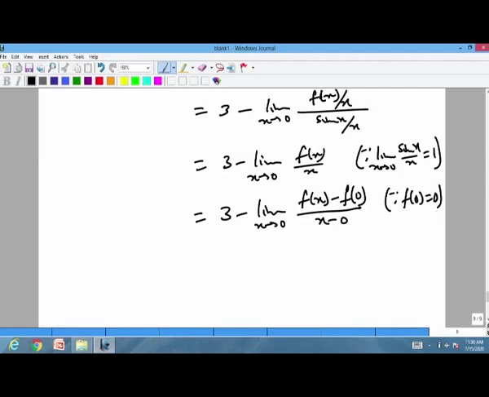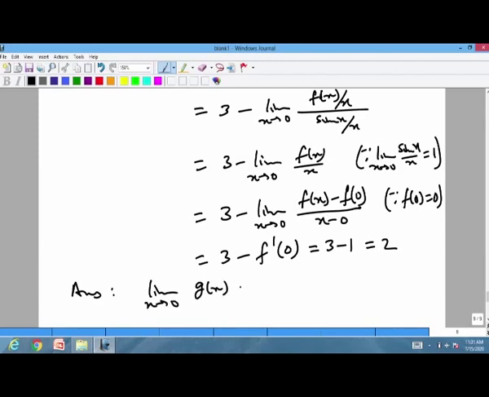So, now we know that this limit is nothing but the derivative of f at 0. So, this is 3 minus f prime 0, and f prime 0 is given to be equal to 1. So, this is 3 minus 1, which is equal to 2. So, the answer is the limit as x tends to 0 of g(x) is equal to 2.